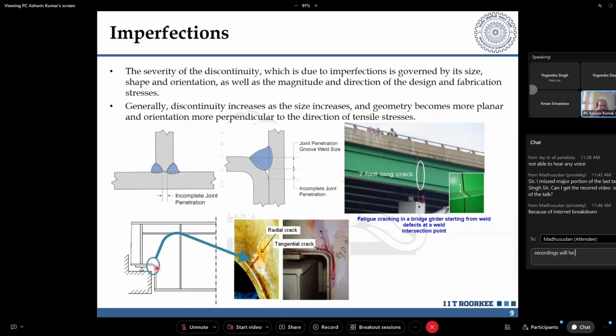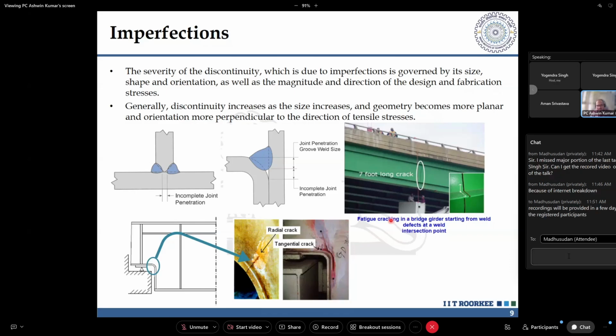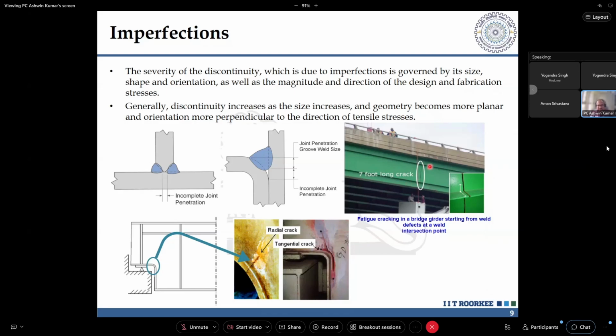And then there is the geometry thing that I explained earlier. If the geometry changes here, you have a point where stress concentration will occur. In this particular example, that has led to the fracture in this bridge girder, right? You can see this has initiated due to a weld. So these are two different images here. From a weld deformity, the crack has propagated, and here, due to geometry, the crack has propagated.